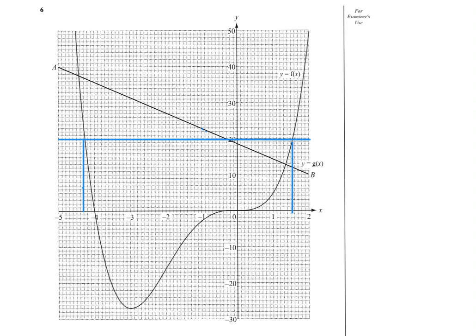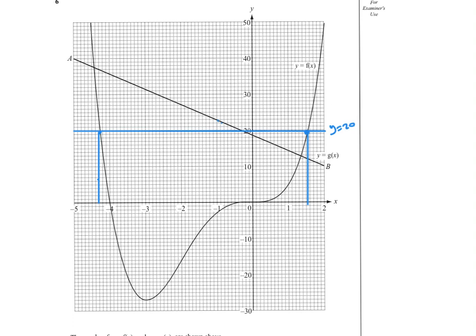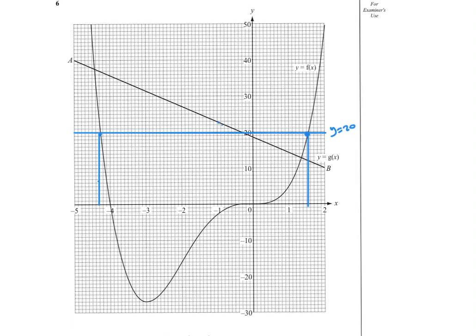Now we draw the horizontal line y equals 20. Find the intersection with the curve f. This is the first point. This is the second point. The first point is about 1.5 or 1.55. We can say 1.5.